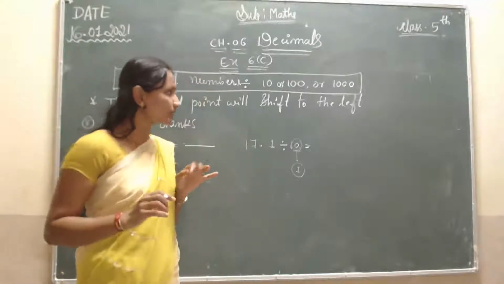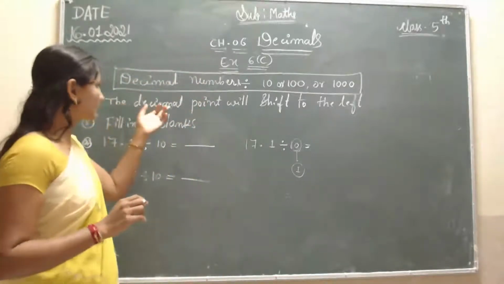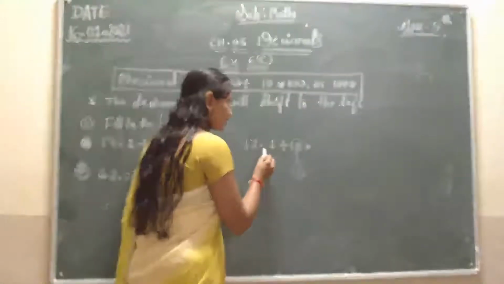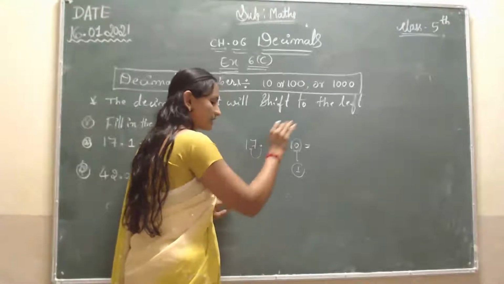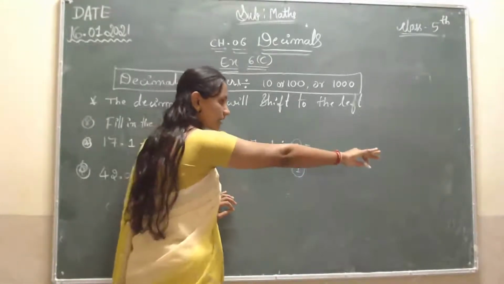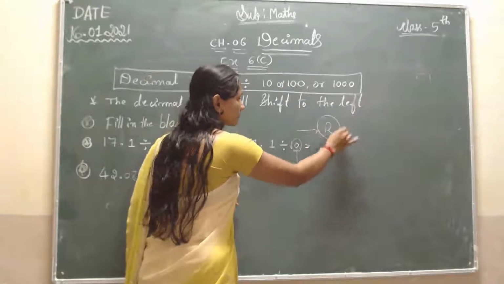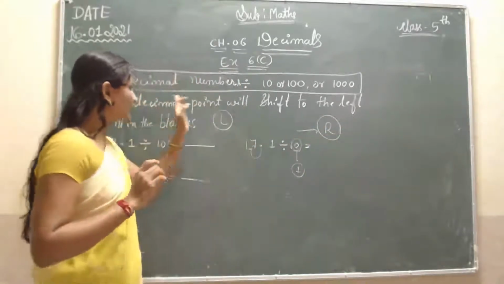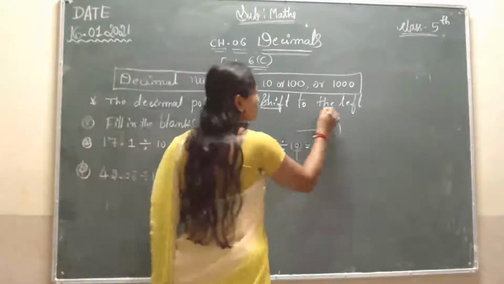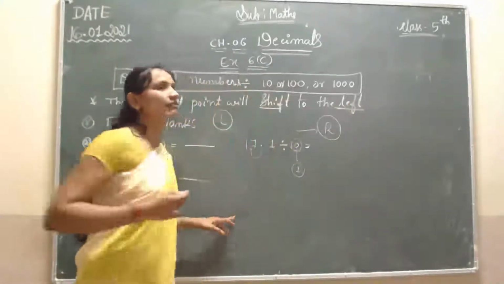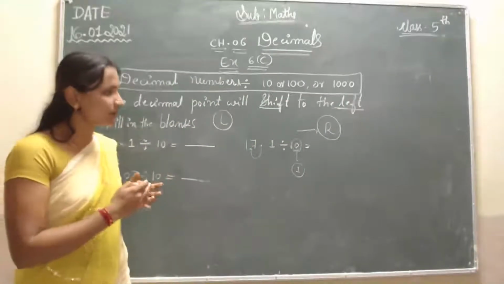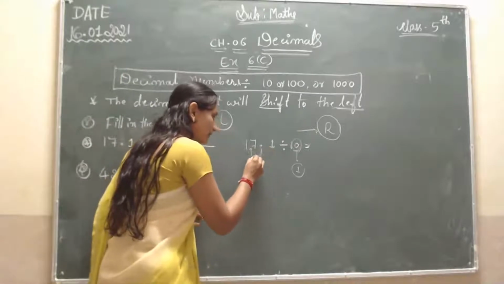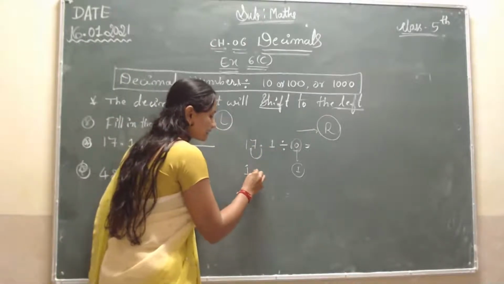So the first point is that the decimal point will be shifted to the left side. Students, how many zeros here? 1 zero, so you have to shift the point 1 place to the left. This is the right side and this is the left side. Students, can you see the sentence here? Shift to the left means you have to shift the point to the left side. So what is the result?